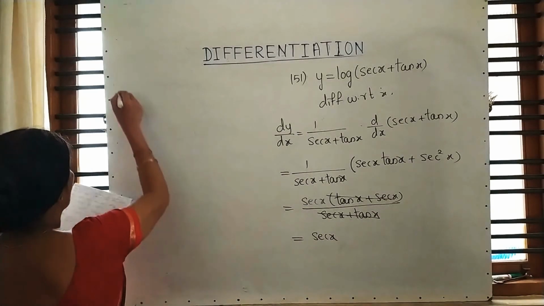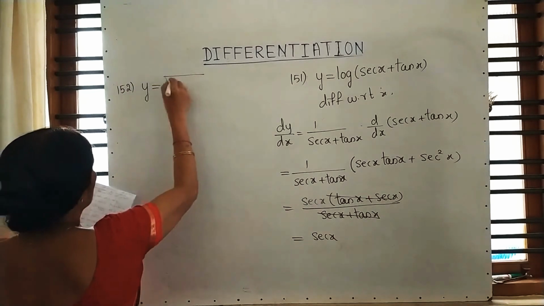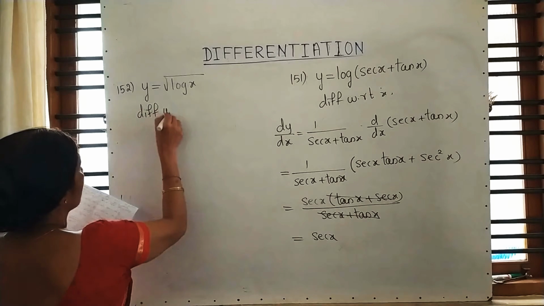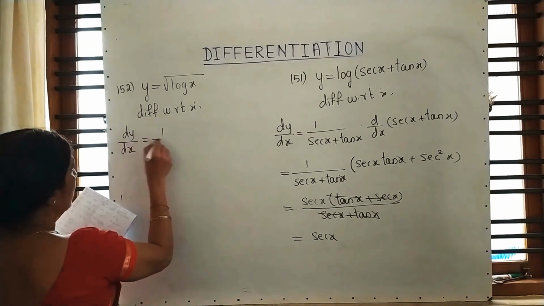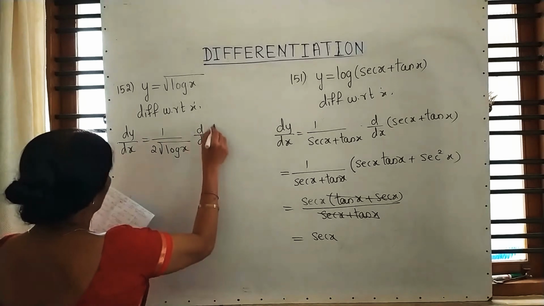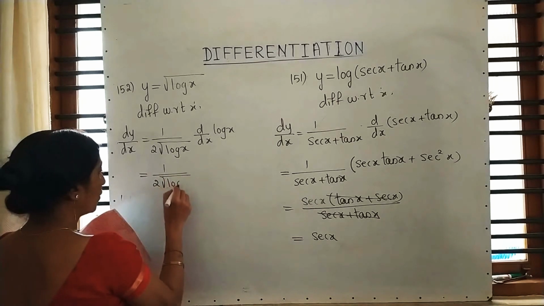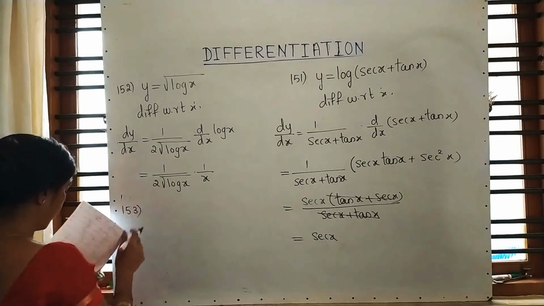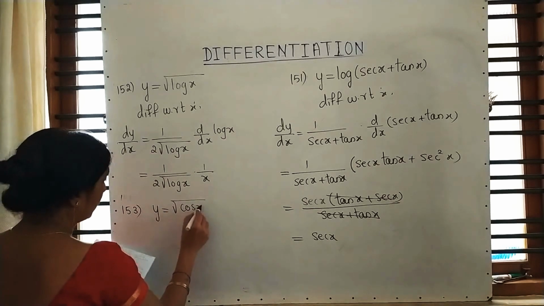Question number 152. Y is equal to root of log x. It is in the form of root. Differentiating with respect to x. First root. It is 1 by 2 root log x. Root is over, then log x. 1 upon 2 root log x. Differentiation of log x is 1 by x. Next, y is equal to root of cos x. It is also like the previous one, first root.